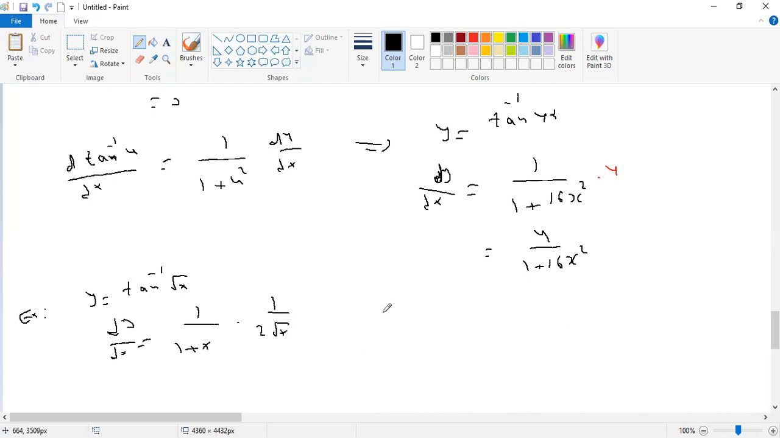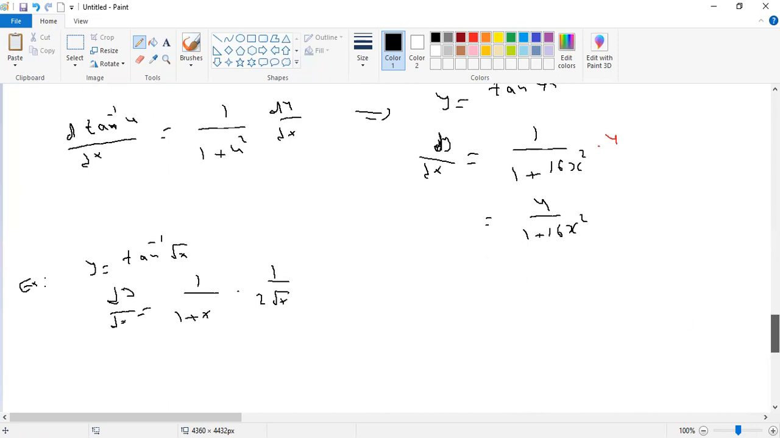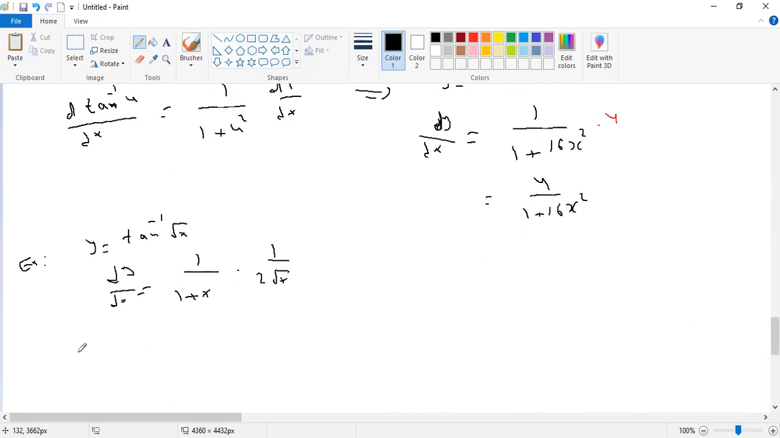Okay. What about cotan inverse? I write here cotan inverse. The derivative of cotan inverse of u with respect to x is the same as tan inverse, but negative: negative 1 over 1 plus u squared. So for example, cotan inverse, the same but negative.